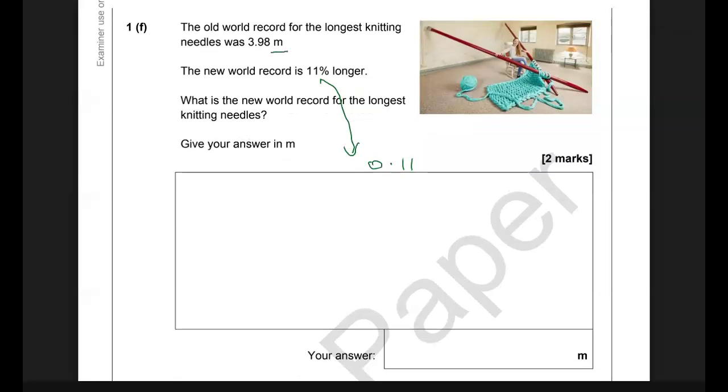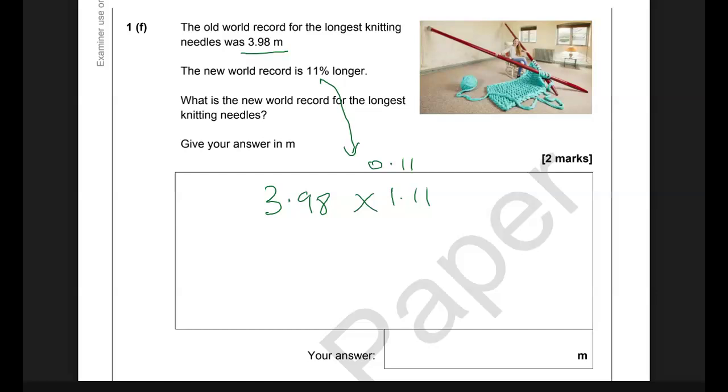When you know that this one is 3.98, that gives you what? 1.11. Then it's 3.98 times 1.11. Press your calculator. 3.98 times 1.11. What's the answer again? 441.78.